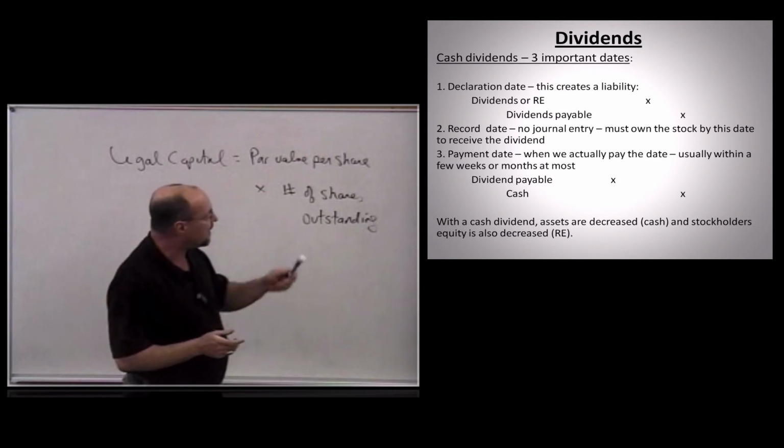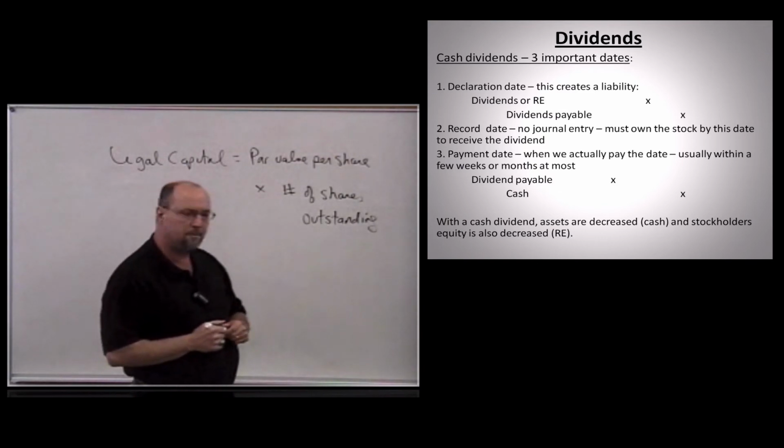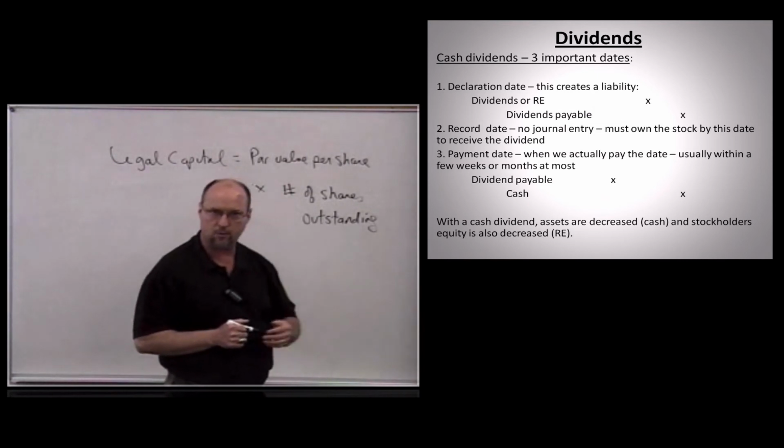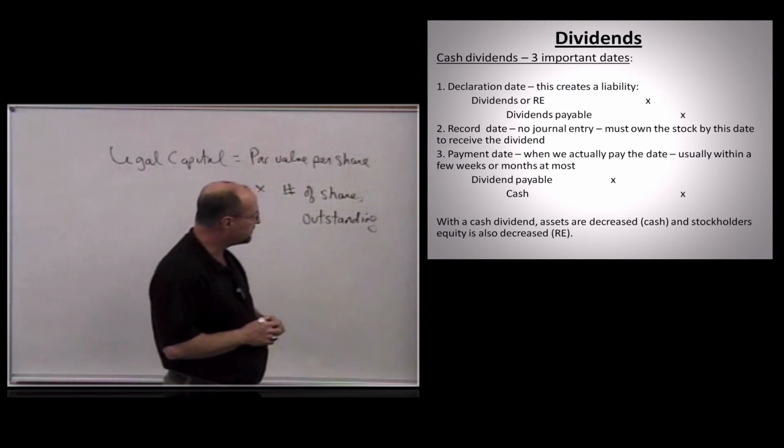In our case here, we're going to debit the dividend account, and we're going to credit dividends payable. And dividends payable is a current liability, since we're going to pay that within a few weeks or a couple of months at most. That's the declaration date.